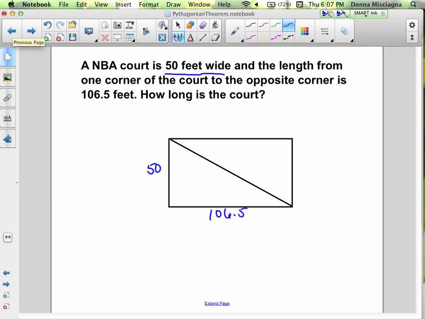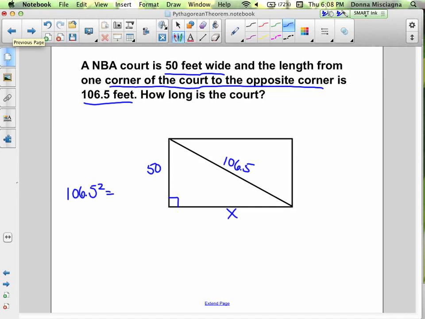And we want to find out, that's not the length. We're not given the length. We're given the corner of the court to the opposite corner, 106.5. The diagonal is 106.5. We know that's a right angle, and we're looking for how long the court is. We're looking for this. So this time we're looking for a leg. Because we already have a decimal as part of one of our numbers, if this does not simplify out without any decimals, we're just going to get a decimal approximation on this one.